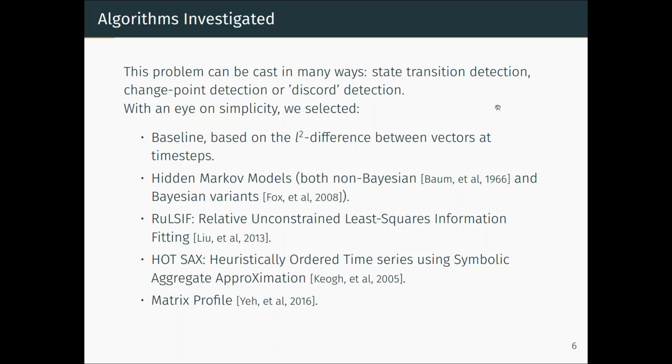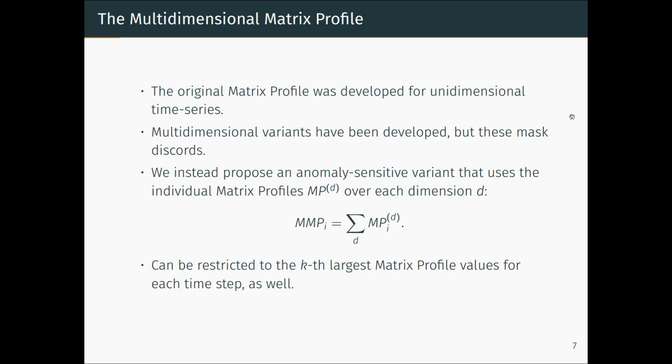Hotsax is an older algorithm that just finds the discords, while the matrix profile computes the nearest neighbor distance for all time series subsequences via some clever algorithmic tricks. The original matrix profile algorithm was developed for unidimensional time series. Multidimensional variants have been developed, but these mask discords that span only over a subset of dimensions. We instead propose an anomaly sensitive variant that uses the individual matrix profiles over each independent dimension and then just sums over them.